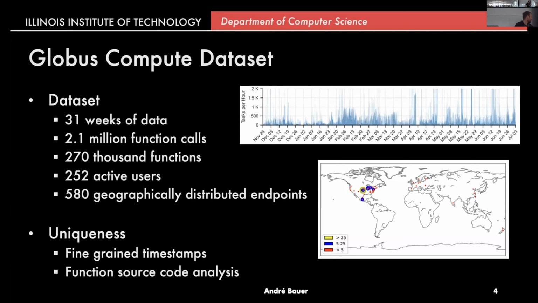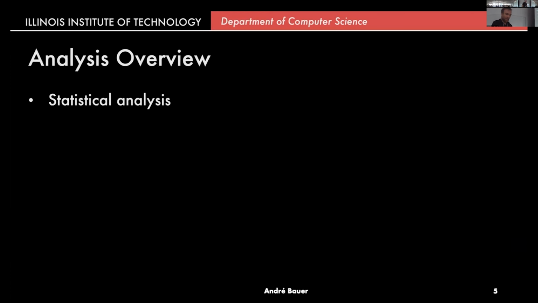We have a function source code and we analyzed it, so we know what functions were run. And we also have an endpoint. So as it suggested here, for example, we know where it was run, what the executor was, and so on. And so we did some analysis because we want to provide the community with some information. For example, we were interested in the system's performance.